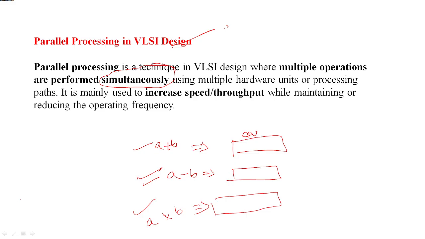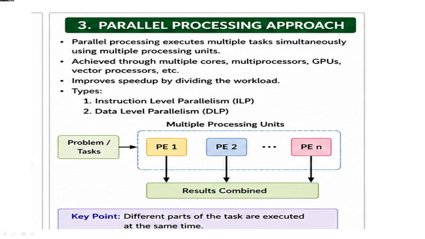But if you go for pipelining, only one CPU is there, but the instructions are divided into stages. Parallel processing is executing multiple tasks simultaneously with multiple processing units. With multiple processing units, you can execute multiple instructions at the same time. That is the parallel processing approach.